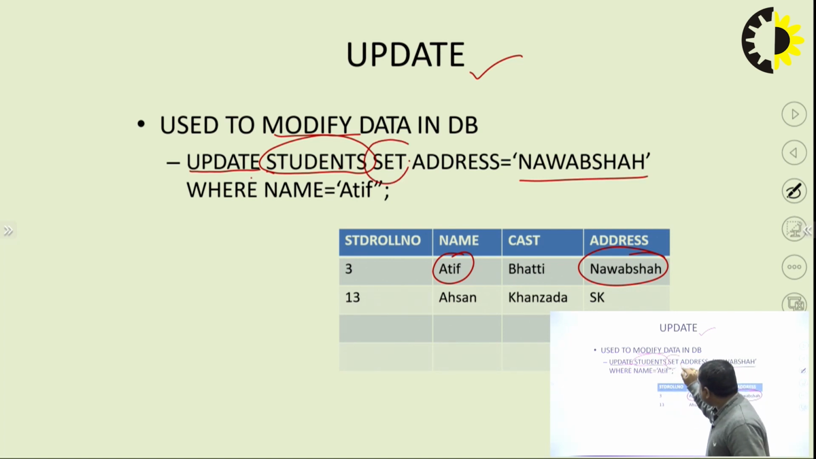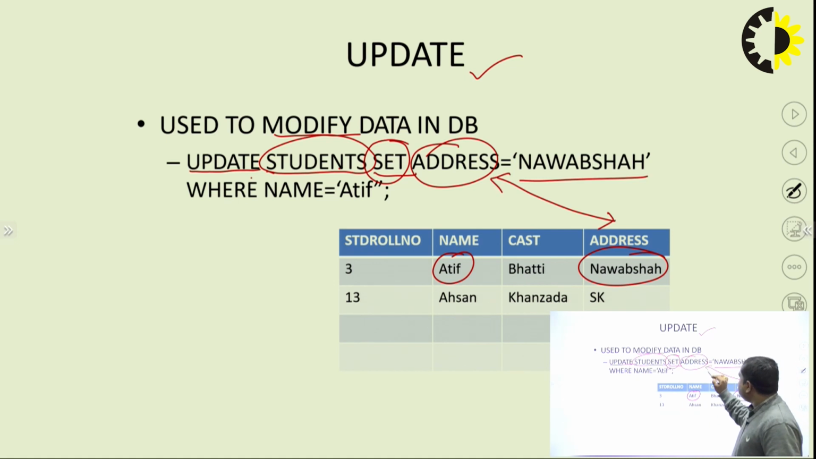and we require set for putting the new value. Okay, and for the new value we don't require the previous value because it overrides the previous value. So here set what? Set this field. This field is what? Address. So set address. Okay, this.